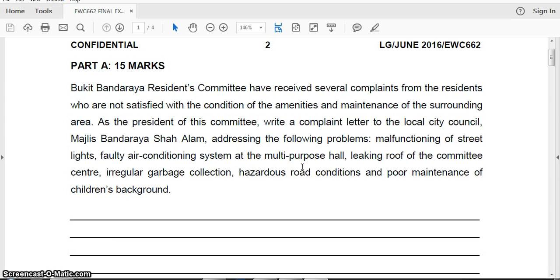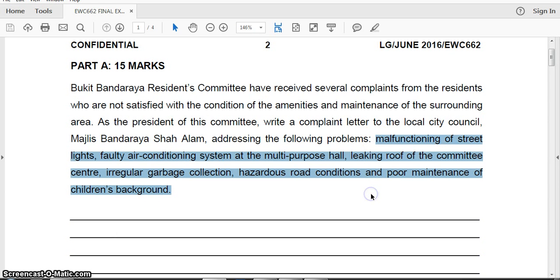Now let us look at this. Okay, you are going to write a complaint letter to the local city council, which is Majlis Bandaraya Shah Alam, addressing the following problems. So the ones that I highlighted are actually the problems mentioned here. Now these are the problems that you are going to write for your content. You have to elaborate on these points given here. Now when we talk about elaborating points, of course you have to mention the one given here.